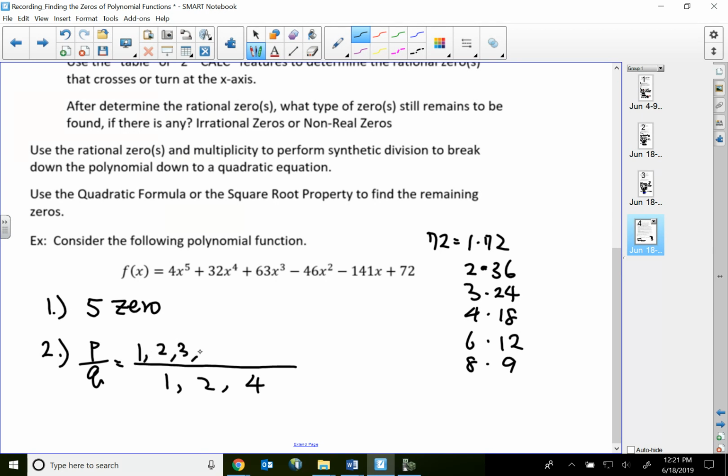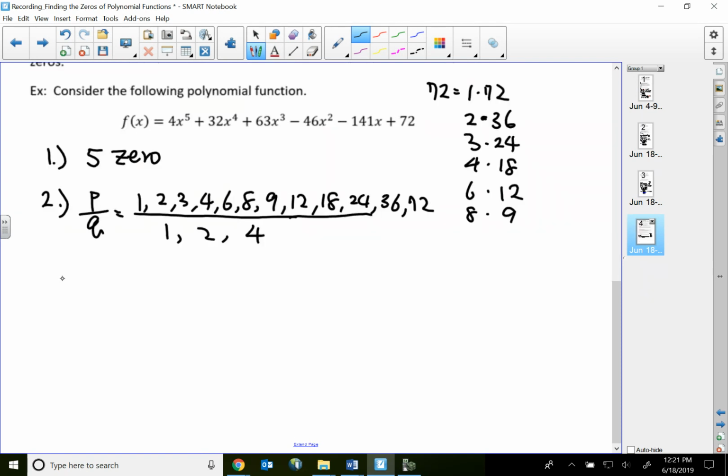1, 2, 3, 4, 6, 8, 9, 12, 18, 24, 36, and 72. All right, so all these integer over 1 is 1, 2, 3, 4, 6, 8, 9, 12, 18, 24, 36, and 72.